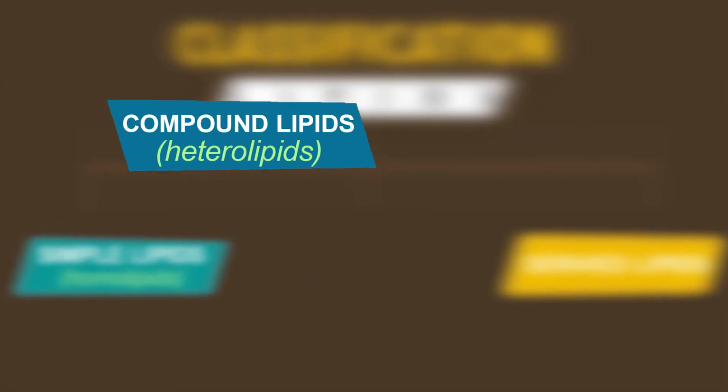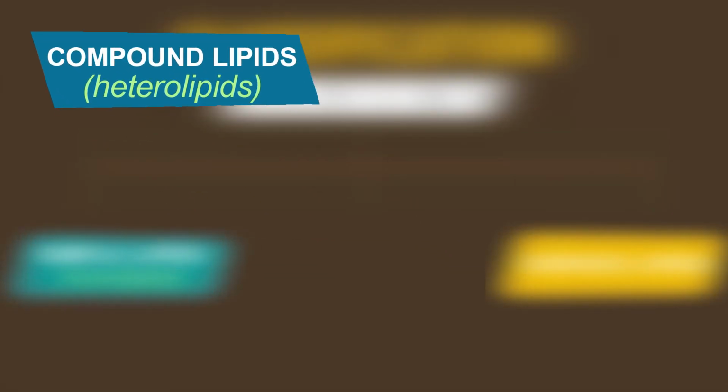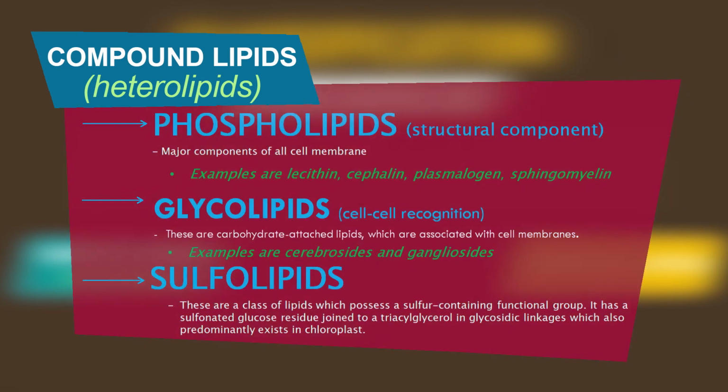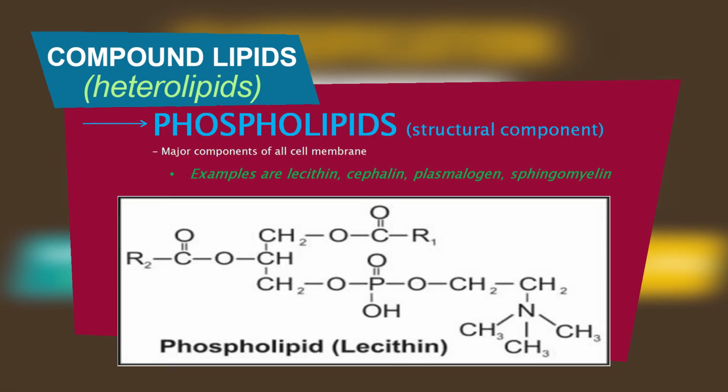The second classification of lipids is complex lipids. Complex lipids are the esters of fatty acids with groups other than alcohol and fatty acids such as phosphates, nitrogenous bases, sugars, at iba pa. It has three major examples like phospholipids, glycolipids, and sulfolipids. Phospholipids, as we discussed earlier, are the main component of cell membrane.